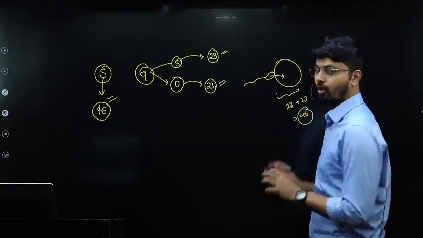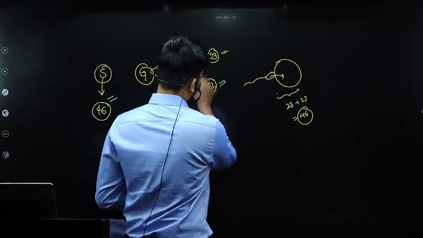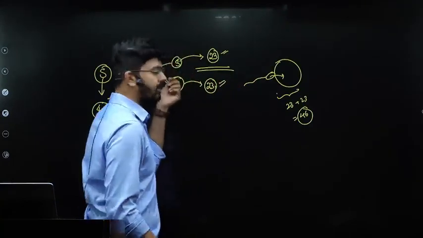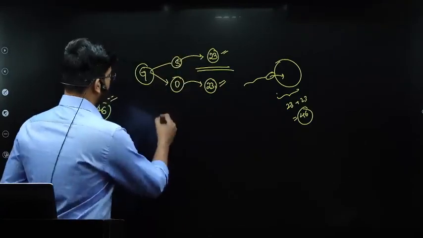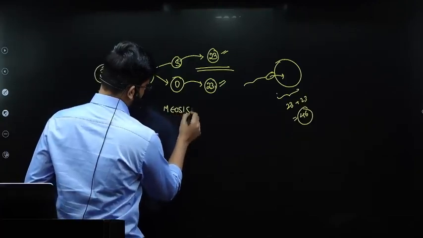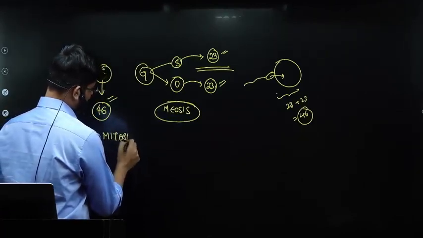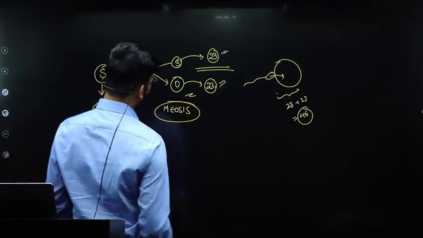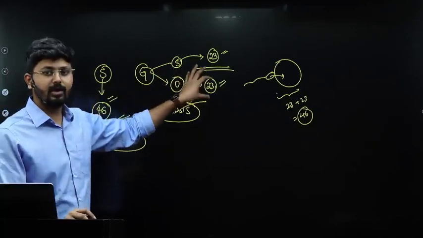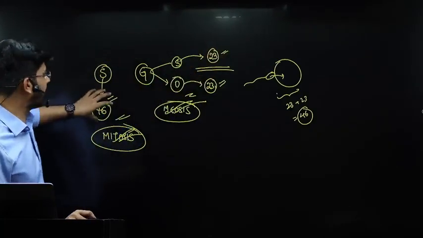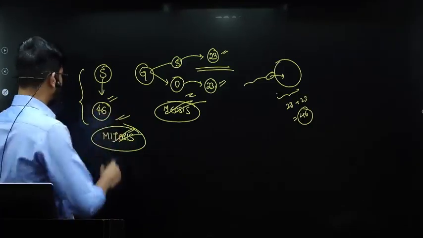In order to maintain a constant number of chromosomes in every generation, the kind of cell division which happens in germ cells is different. The division here is known as meiosis, and here we call it mitosis. What meiosis and mitosis are we'll see in greater detail, but you need to understand that gametes have only one set of chromosomes, whereas somatic cells have two sets of chromosomes, that is 46.